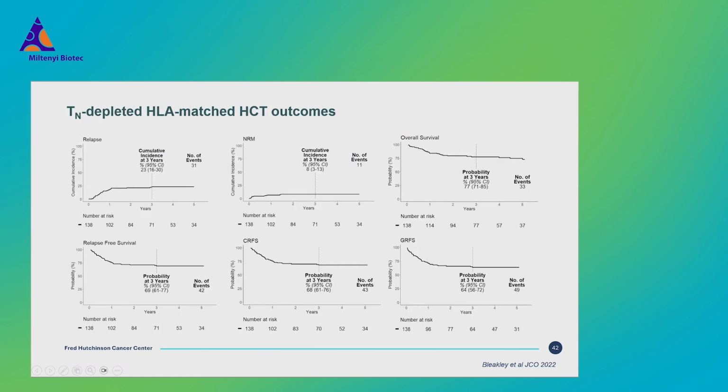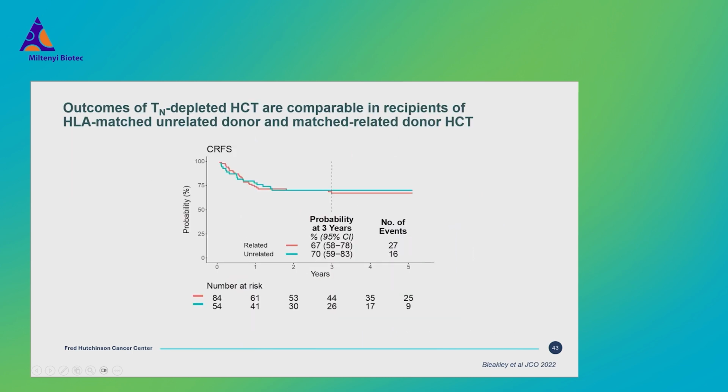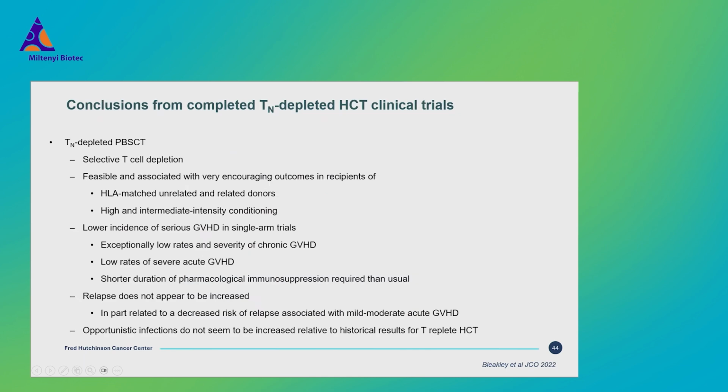Coming back to the overall outcomes of naive T-cell depleted transplantation, we see relatively low incidences of relapse and non-relapse mortality. We see excellent overall survival and very encouraging incidence of survival free of severe acute or chronic GVHD. Moreover, the results of the HLA-matched related and matched unrelated donor transplant recipients were essentially identical.